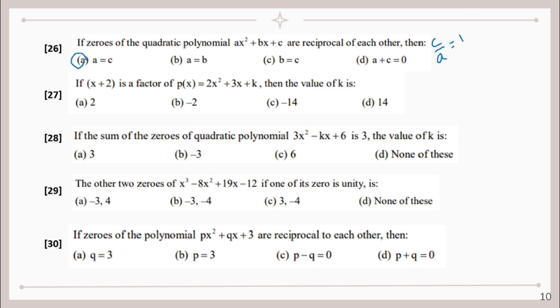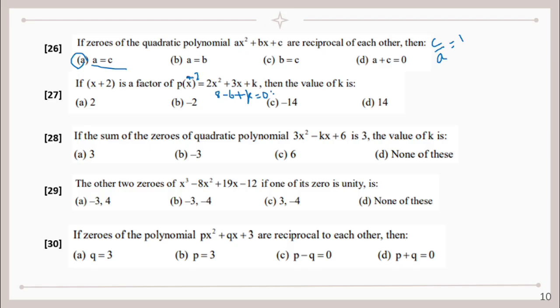When you cross multiply, you will get a equal to c. So, option A. If x plus 2 is a factor of this equation, then find k. Very first slide we saw that when it is a factor, in place of x you have to apply the value of zero. x plus 2 is the factor, so you have to apply minus 2. If you apply minus 2, square will be plus 4, 2 into 4, 8. Then in place of x, minus 2 into 3, minus 6, plus k. When you apply the value of zero, it should be equated to 0.